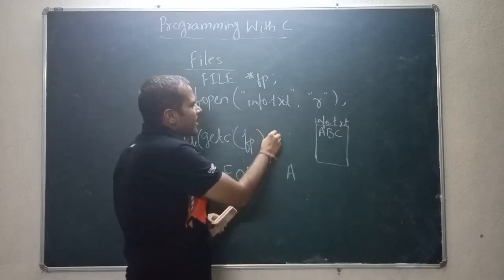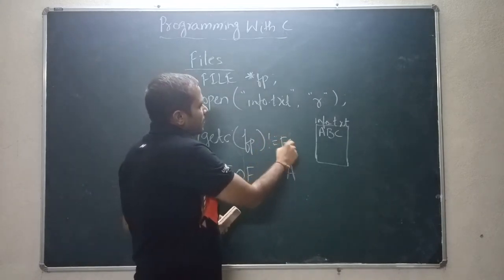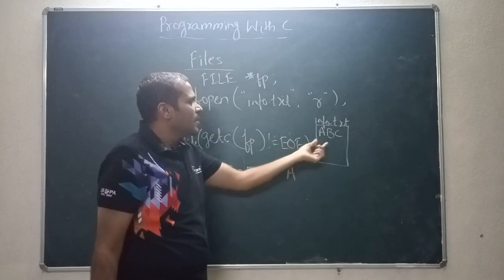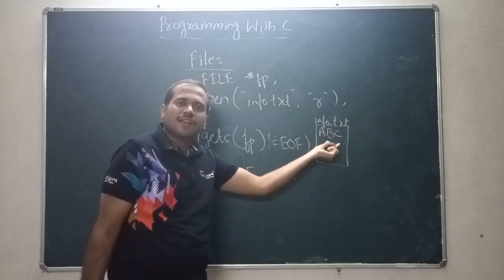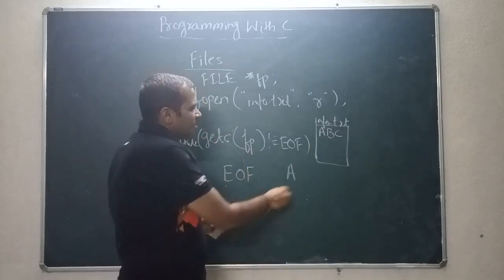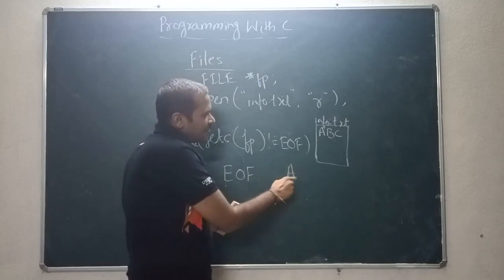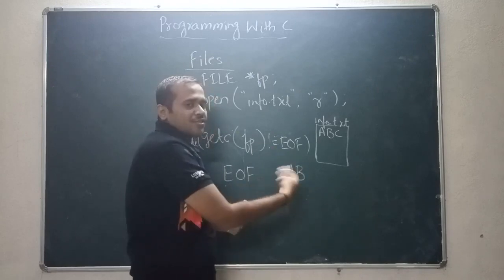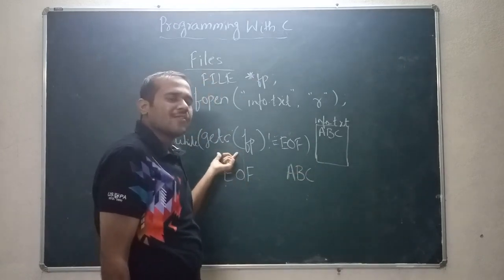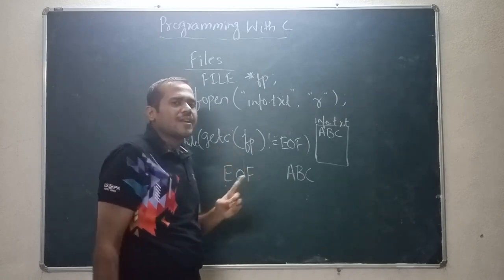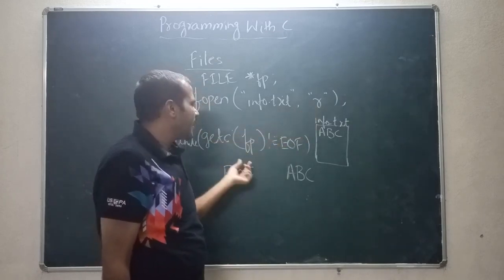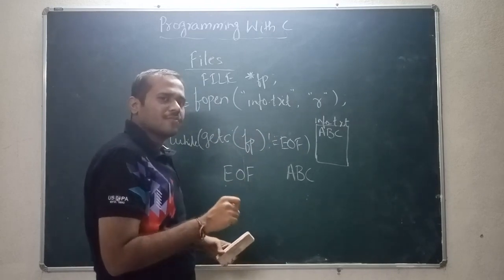So I will loop up to end of file. Until end of file, this loop will be executed again and again, and the output in the first loop we will get a, in the next loop we will get b, in the next loop we will get c. Correct? This is about getc. What is getc? At a time only a single character will be taken from the file when we open it in read mode. Okay, getc. Get means fetch some information from the file.